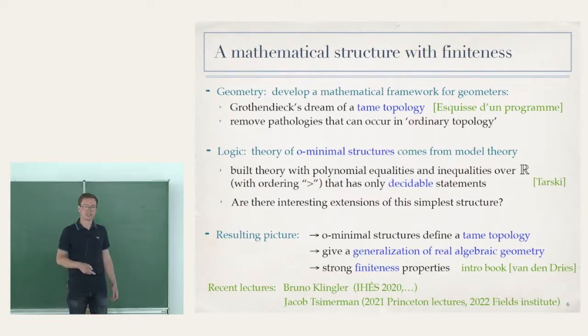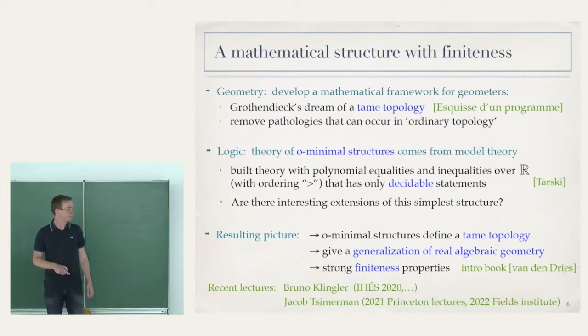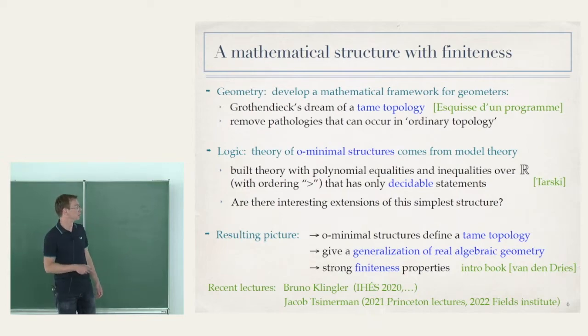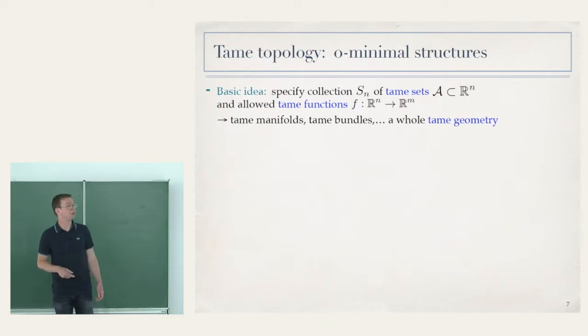If you want to learn a bit about this, I very highly recommend the introduction book by van den Dries. And of course, since we are here in Berlin, and some of you are local, one of the world experts is actually here, Bruno Klingler, in the math department, working on O-minimal structures and Hodge theory. Nowadays you can find everything online, so there are also very good YouTube lectures by these mathematicians. Okay, so what is the basic idea?